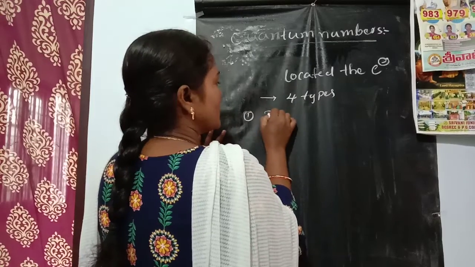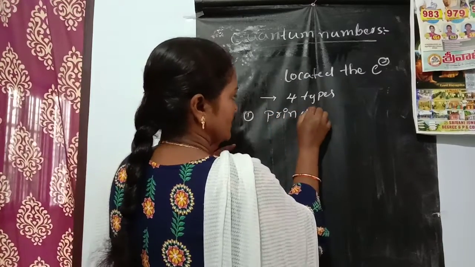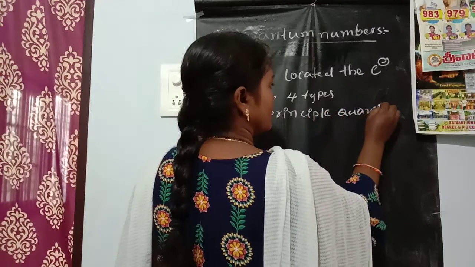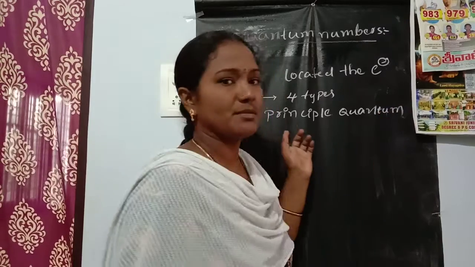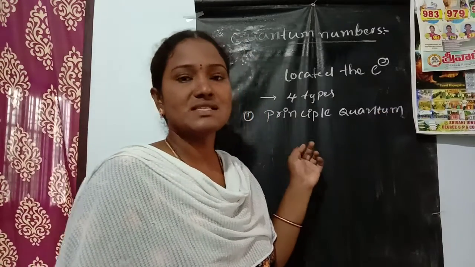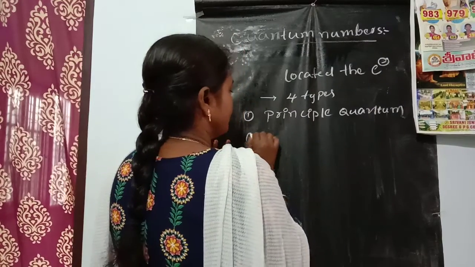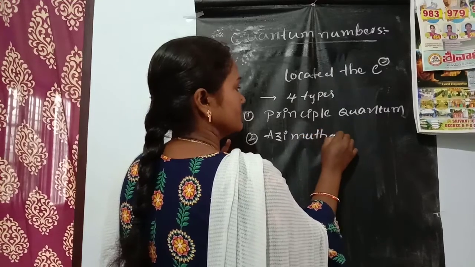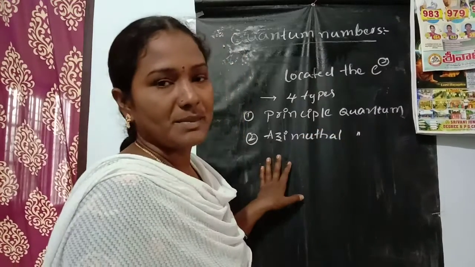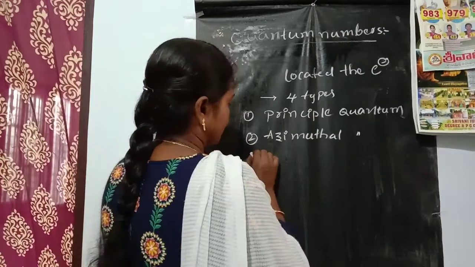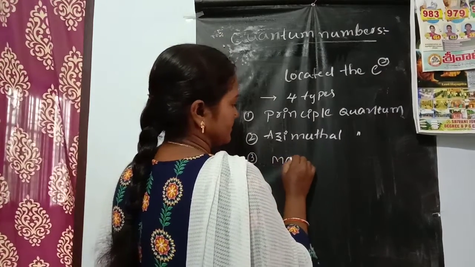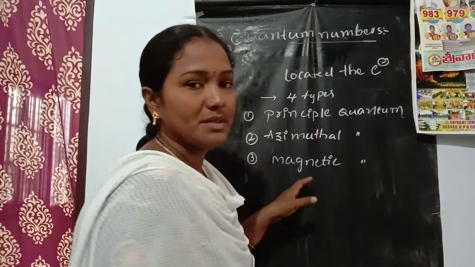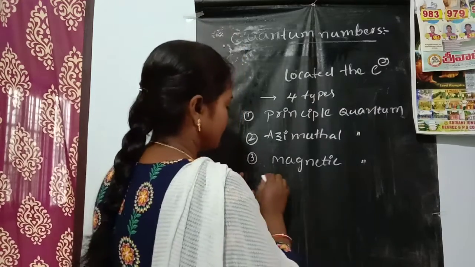First one is principal quantum number. Second one is azimuthal quantum number. Third one is magnetic quantum number. Fourth one is spin quantum number.